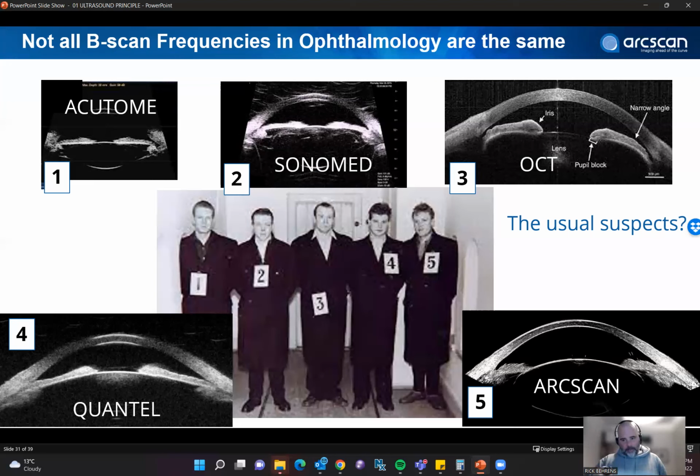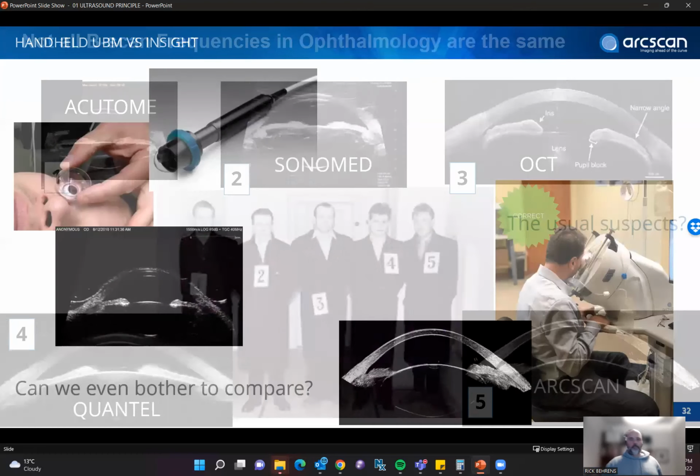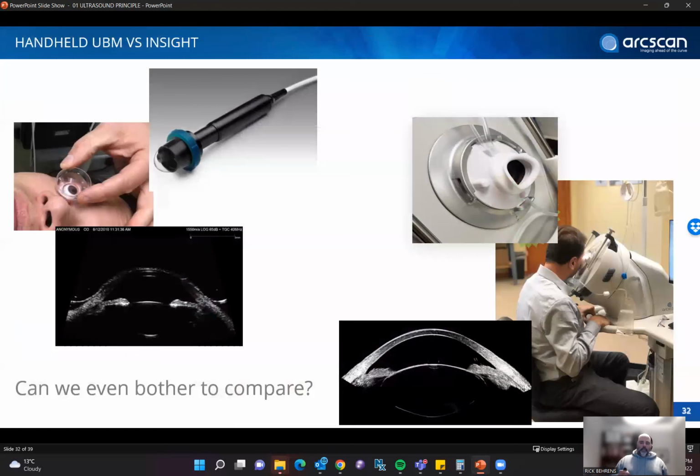And I know what you're thinking: that scan image looks better than that OCT, but that's a matter for another discussion. Anyway, we cannot compare, in reality, a handheld UBM versus the inside.